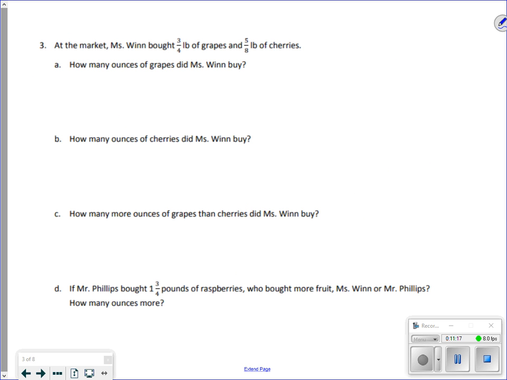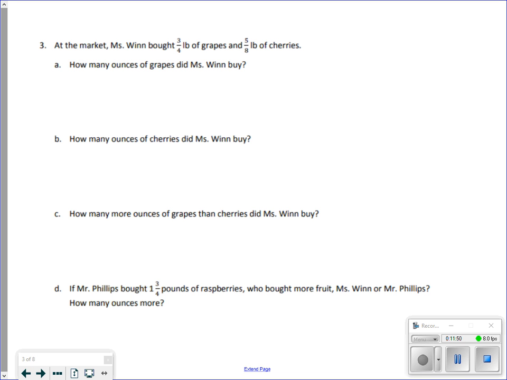At the market, Miss Wynn bought 3/4 pounds of grapes and 5/8 pounds of cherries. How many ounces of grapes did she buy? How many ounces of cherries did she buy? How many more ounces of grapes than cherries did she buy? If Mr. Phillips bought 1 3/4 pounds of raspberries, who bought more fruit? Miss Wynn or Mr. Phillips?